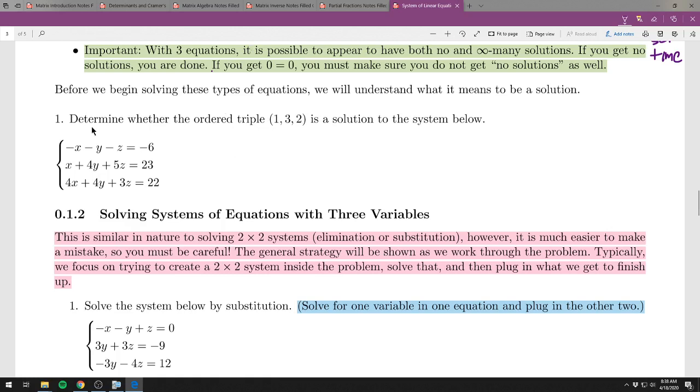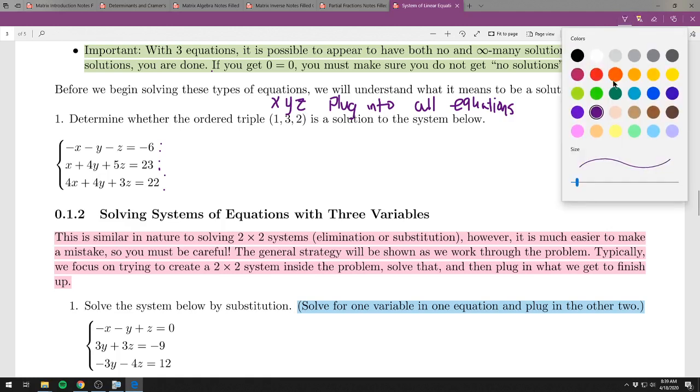All right, so this first one says determine whether the ordered triple, just because it's 3, it's called the ordered triple, (1, 3, 2) is a solution to the system below. And anytime you have an ordered triple, it's just understood as x, y, and z. So it's asking us if we plug in x, y, and z to all the equations, do they all work? So you must plug into all the equations, not just one, to see if it works. If 2 of them work, but 1 doesn't, then it's not a solution. All 3 of them must work.